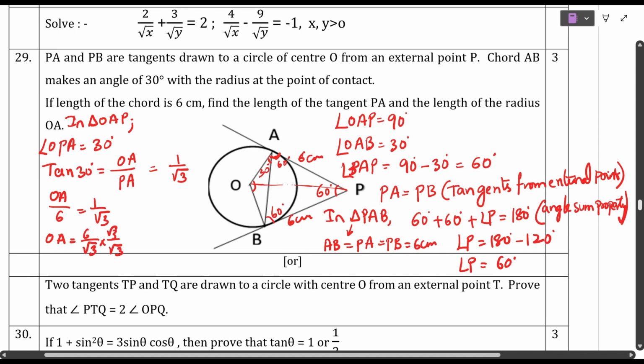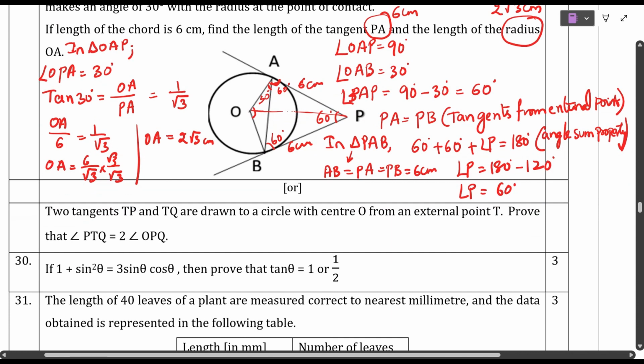Solve this. 6 root 3 by 3. How much will you get? OA will be equal to 2 root 3 centimeters. Did you understand, students? So the length PA is 6 centimeters and the radius OA is 2 root 3 centimeters. Okay. So coming to B bit now.